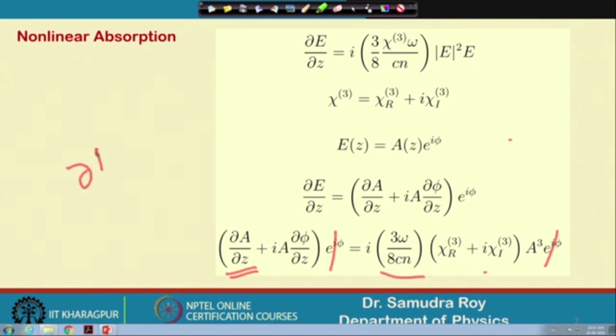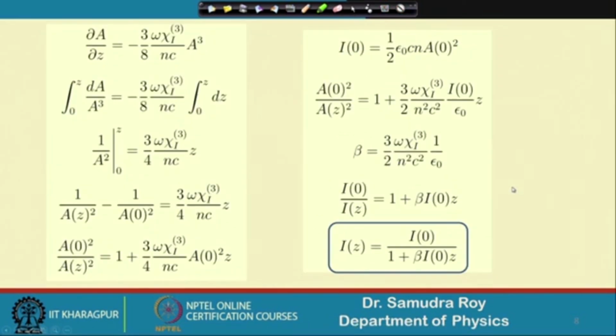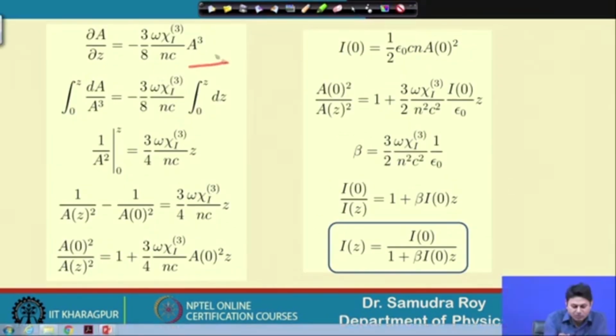Previously it was 0, if you remember, for self phase modulation or cross phase modulation, because the amplitude was not changing. But as soon as you introduce this term, you can see that there is a contribution, and we will have this equation in our hand. So, there is a differential equation for the real amplitude, and it seems that it is going to change with z.